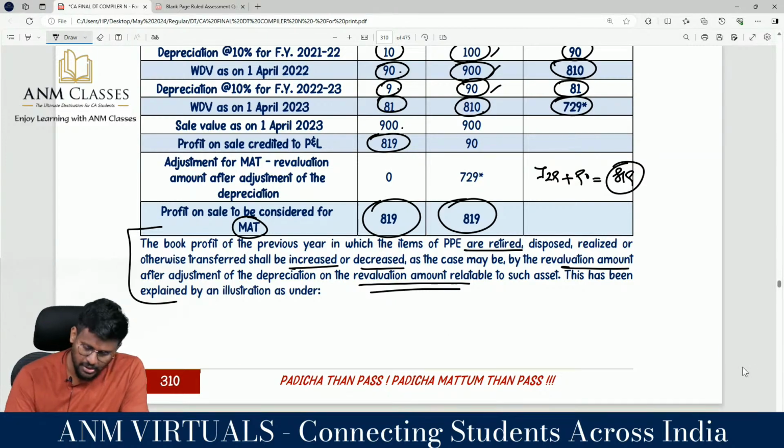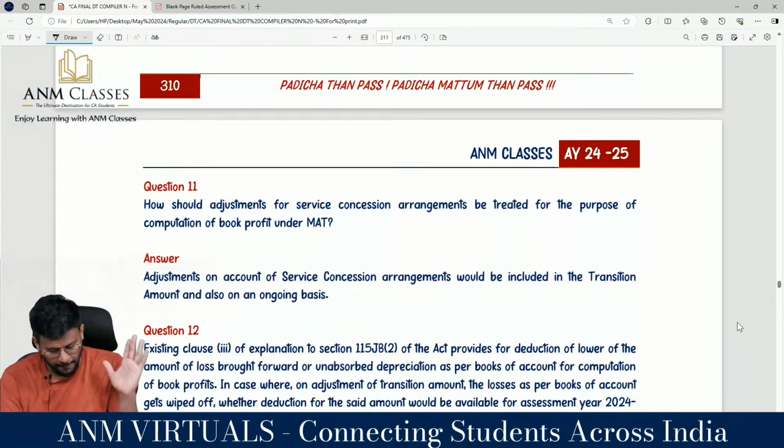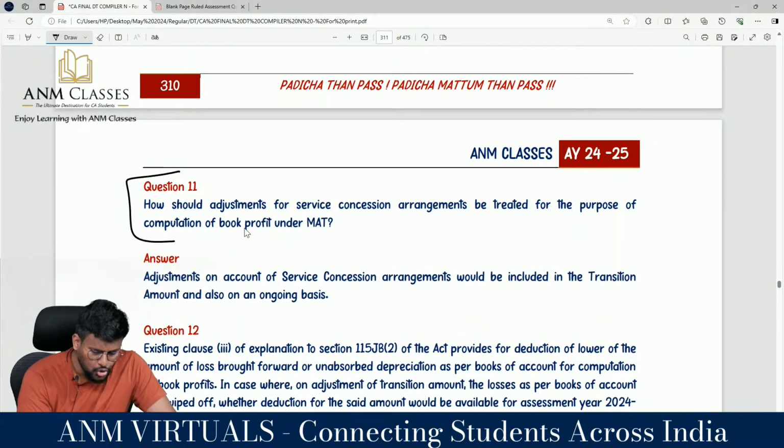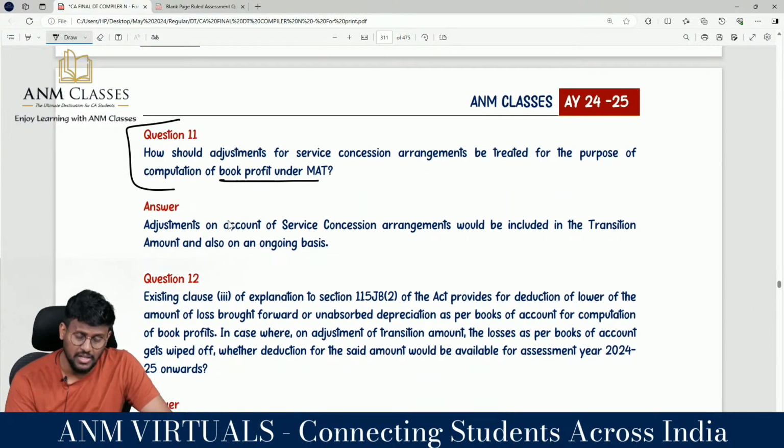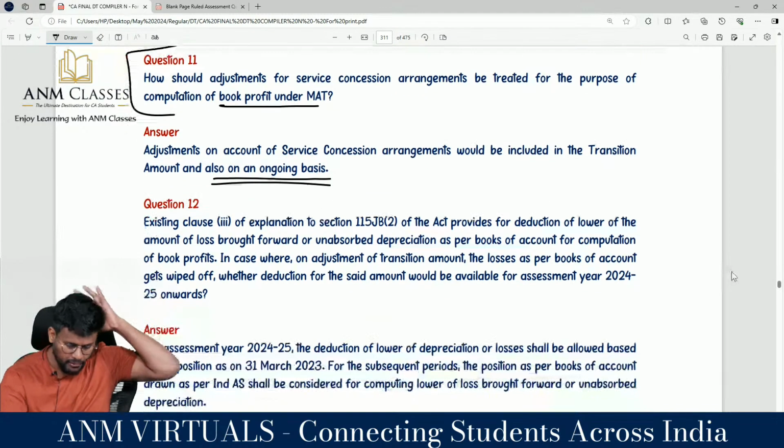This has been explained by an illustration as under 5. How should adjustment for service concession arrangement be treated for the purpose of computation of book profit? Adjustment on account of service concession arrangement would be included in the transaction amount and also on an ongoing basis.